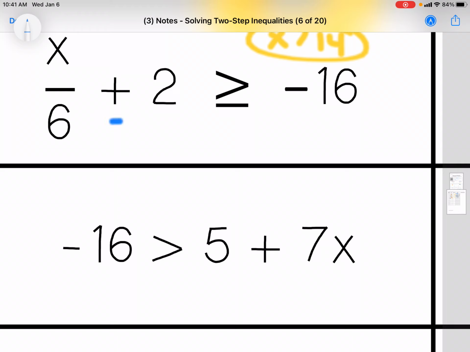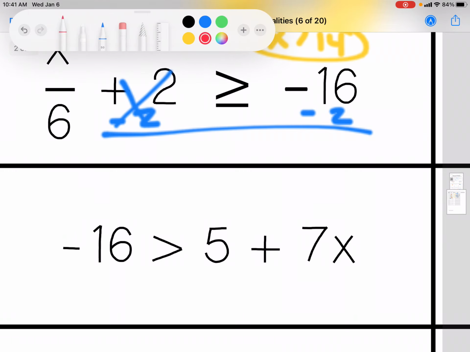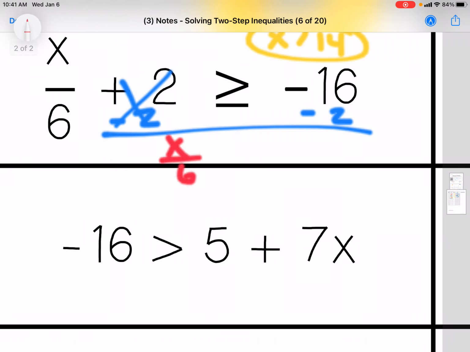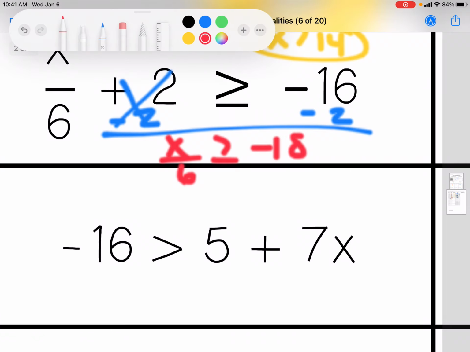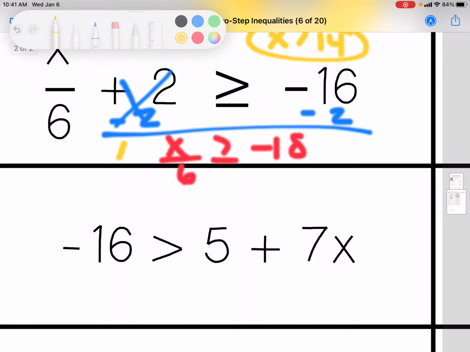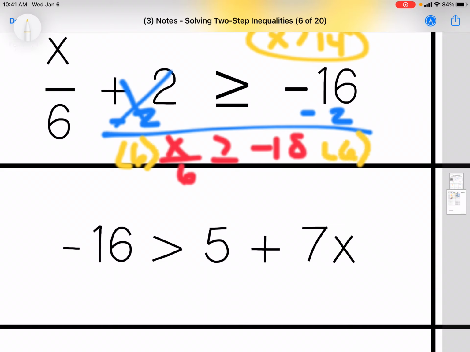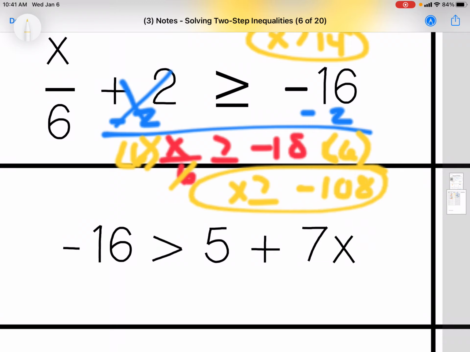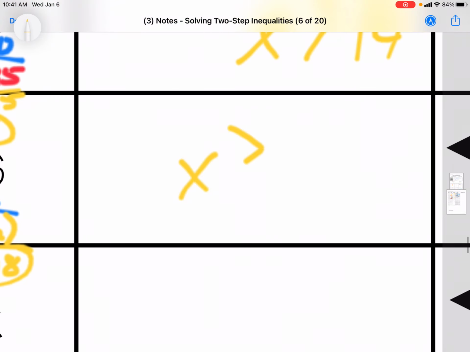All right, next problem, number 6. Subtract 2. You're left with x over 6 is greater than or equal to negative 18. You're going to multiply by 6. Those cancel. You're left with x is greater than or equal to negative 108.